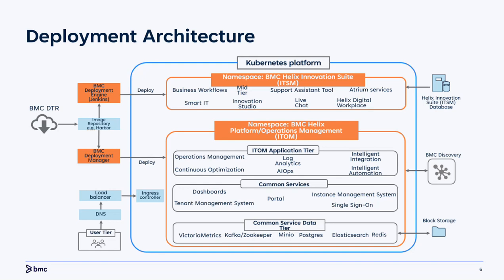Outside of the Kubernetes cluster, on the left-hand side, we have the deployment engine. We'll see some screenshots later on of the Jenkins tool that's used for ITSM deployment, but we're not going to be going into a lot of detail from that. On the left-hand side at the bottom, we have DNS and load balancer and the Ingress controller. So these are some of the key network components that we need to look at. And then on the right-hand side, we have the Innovation Suite database, which lives outside of the cluster. Discovery is not relevant because we're not talking about BHOM at this point specifically.